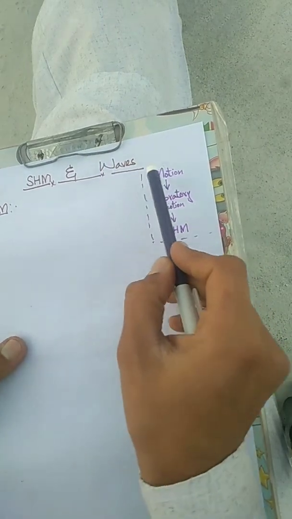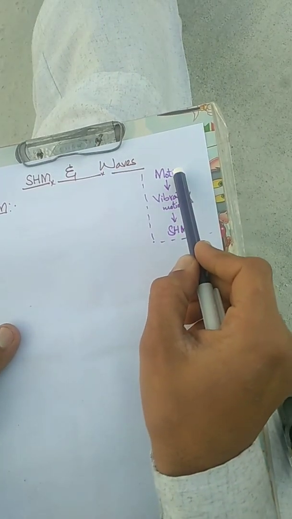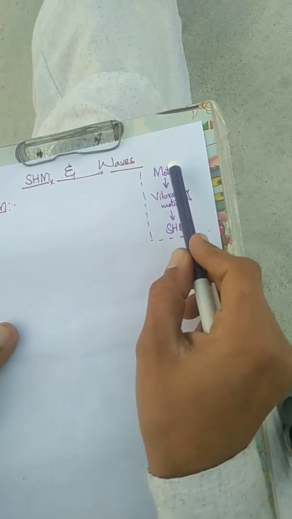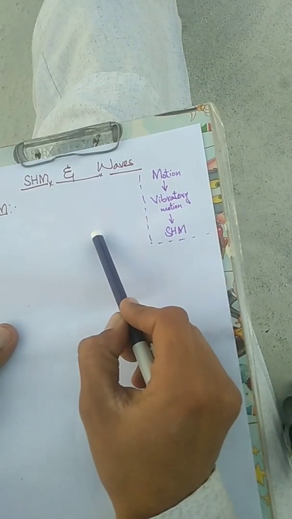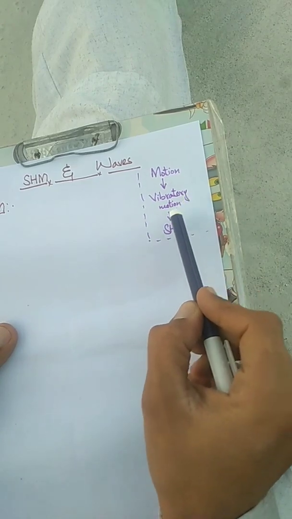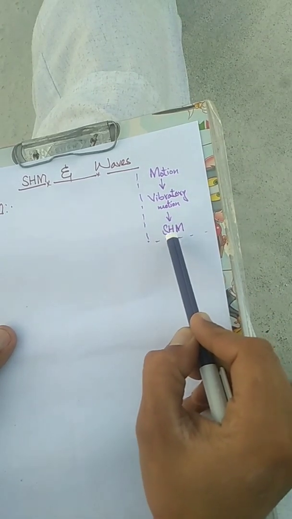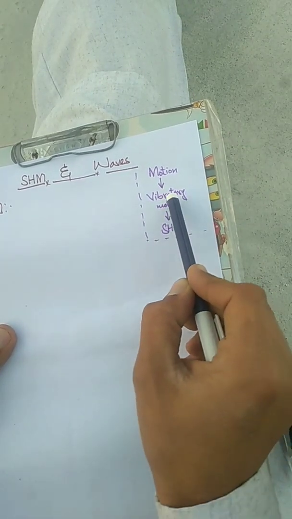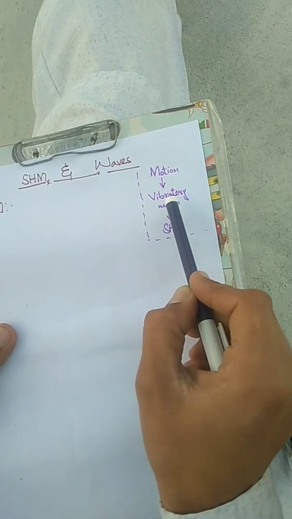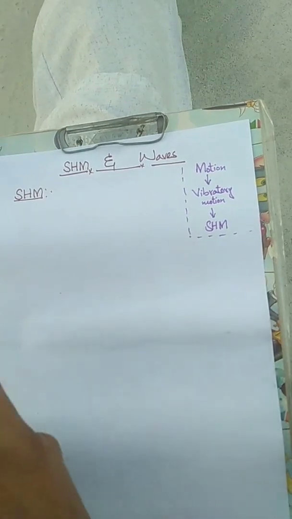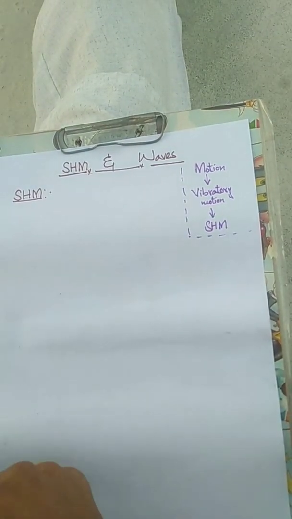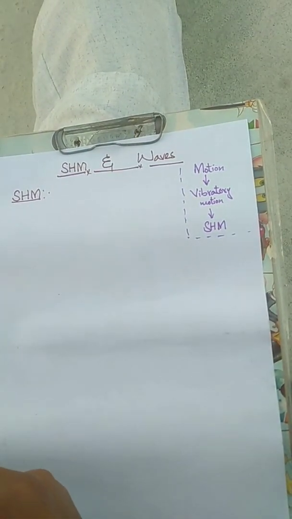We studied in that chapter that motion is divided into three types. One of them is vibratory motion, which is to and fro or back and forth motion of an object, and its special type is simple harmonic motion. So simple harmonic motion is a special type of vibratory motion. And how can we differentiate simple harmonic motion from other types of vibratory motion? So for that difference, let's define it.